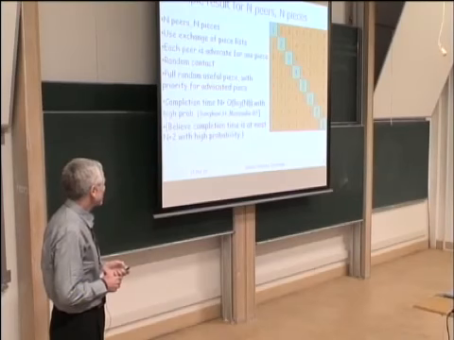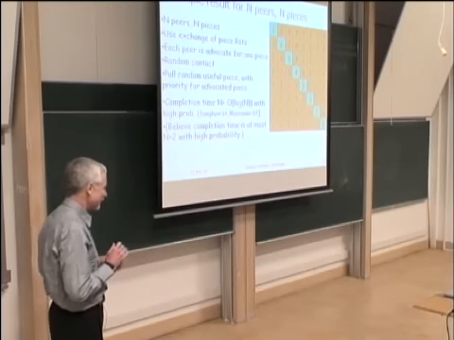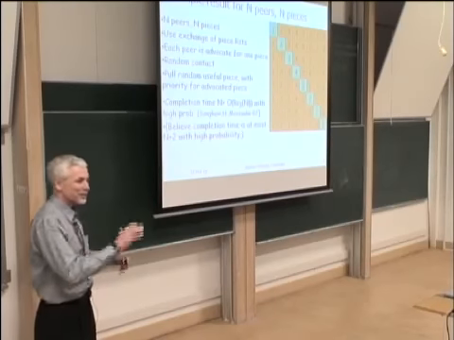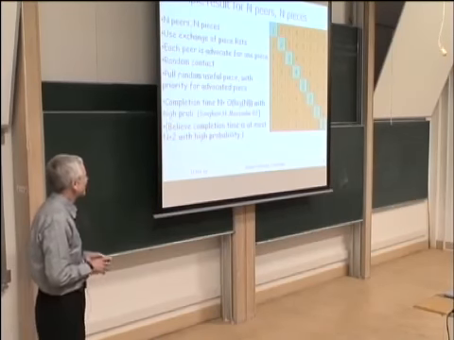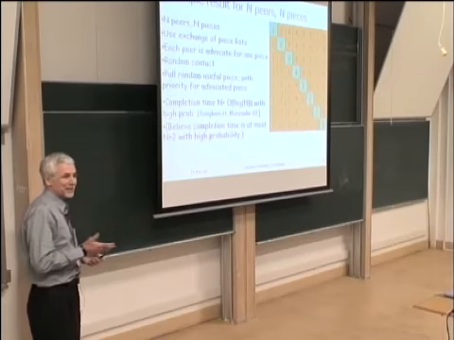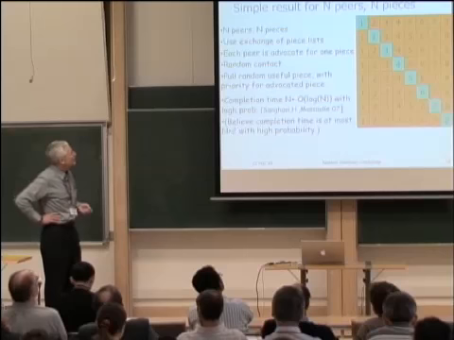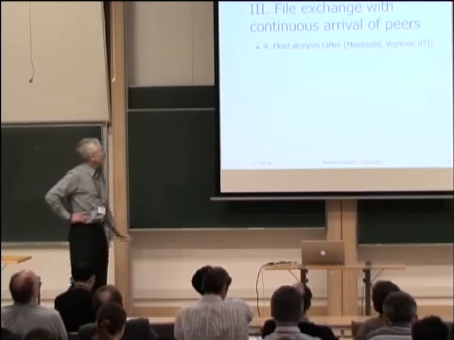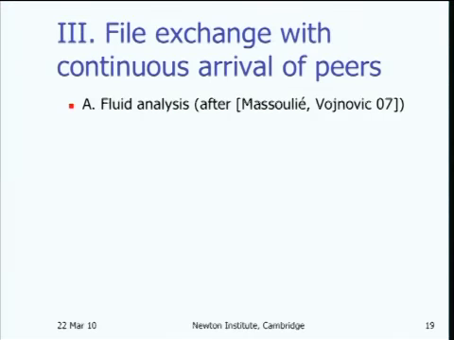It's similar to the one I showed you with the jet things for the live streaming. There are rows and columns, and you can make independent assumptions, but they may not be true. We'll see a little bit more of that later. So I want to move on to the third part, which is file exchange with continuous arrival of peers. I'll start out with a model.